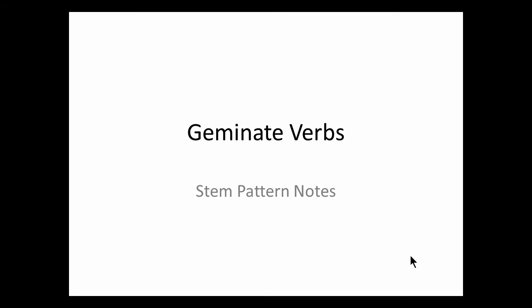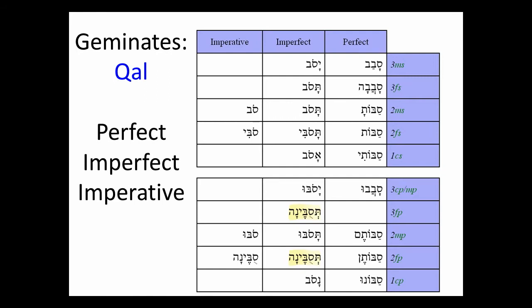This is my video discussion of the geminate verbs and trying to guide you through how to spot a geminate verb lemma in relationship to the verb stem pattern notes that we've talked about a number of times in the exercises and in other videos. So let's start here with the Qal. Okay, geminates in the Qal.